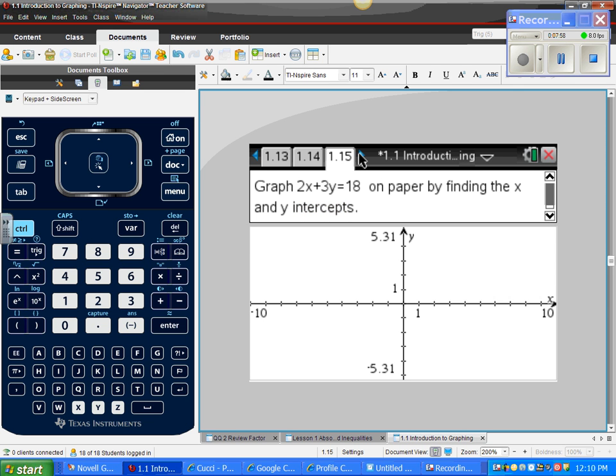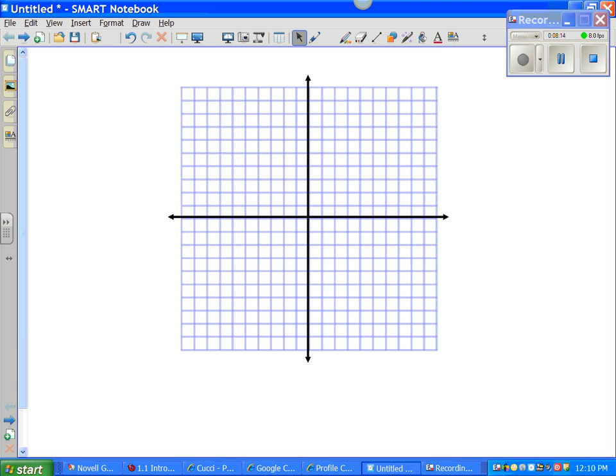All right, so we're going to graph 2x plus 3y equals 18, and we're going to use paper. We're going to graph it on paper, and we're going to graph it by finding the intercepts. Okay? So you're going to need some graph paper out for this. Okay, so my equation was 2x plus 3y equals 18. And like I said, I want to use intercepts to graph this. You only need 2 points to graph a line.